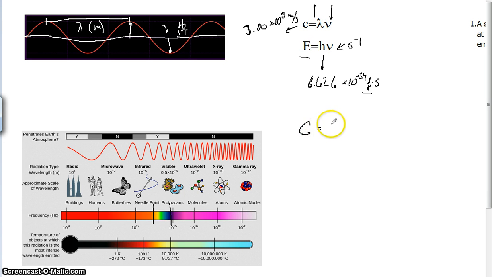If I know that c is equal to lambda nu, and let's take visible light. We were just talking about it. As I said, visible light goes from 400 nanometers up to about 700 nanometers, and that's an approximate.